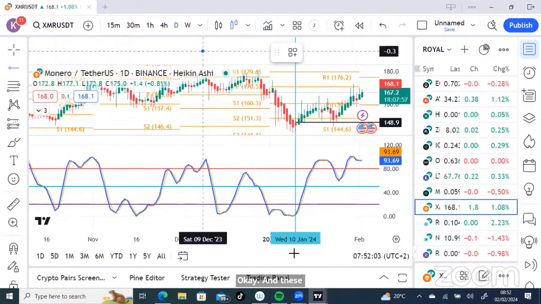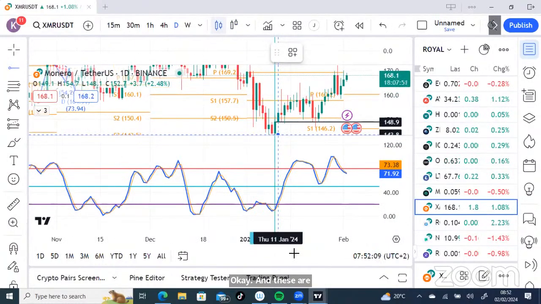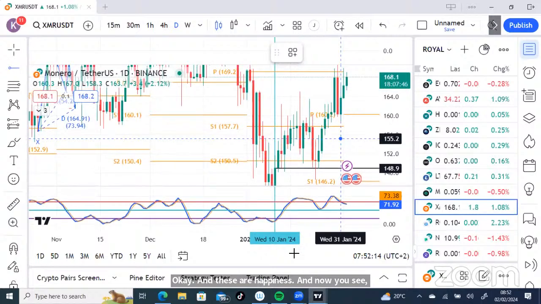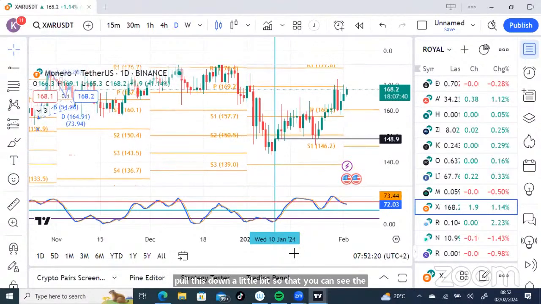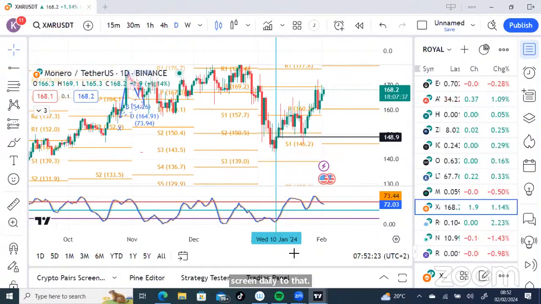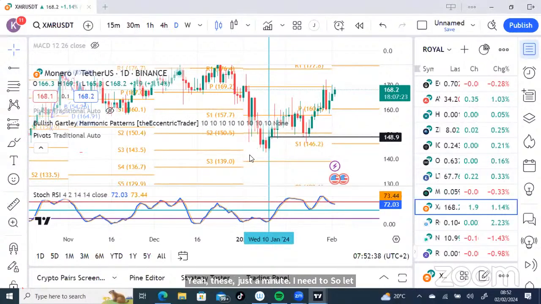And these are Heikin Ashi candles. Please get back to ordinary. I said Heikin Ashi candles. We'll pull this down a little bit so that you guys could see the screen. Delete that. Could we see? If you remember what we learned, I need clarity on something. Let me see who brought in the bullish harmonic patterns here.